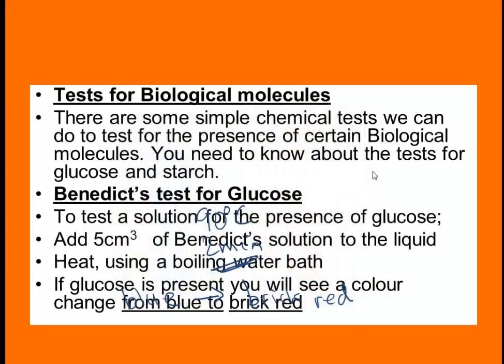Now I've written all over this text, but you can figure it out. Here's a standard procedure for you. But yeah, you whack in Benedict's solution, or add, which is the common term. You heat it using a water bath to 90 degrees C, and then you'll see a color change from blue to brick red. Although it could just change to a green or an orange, it can change to those other colors as well.